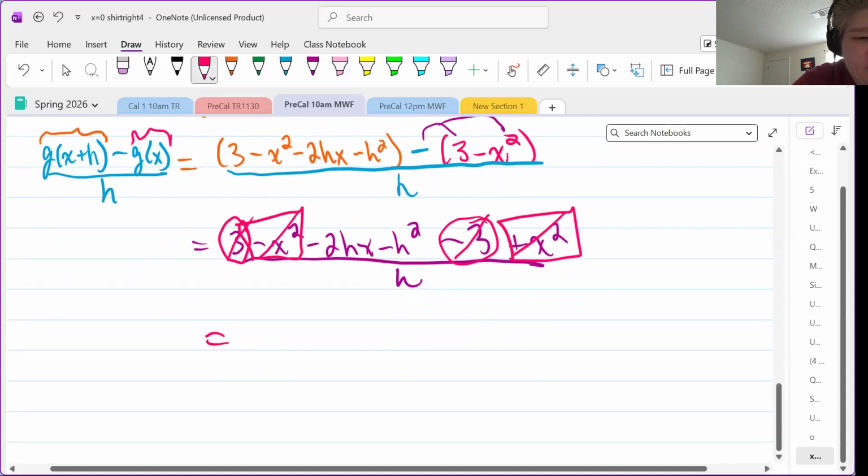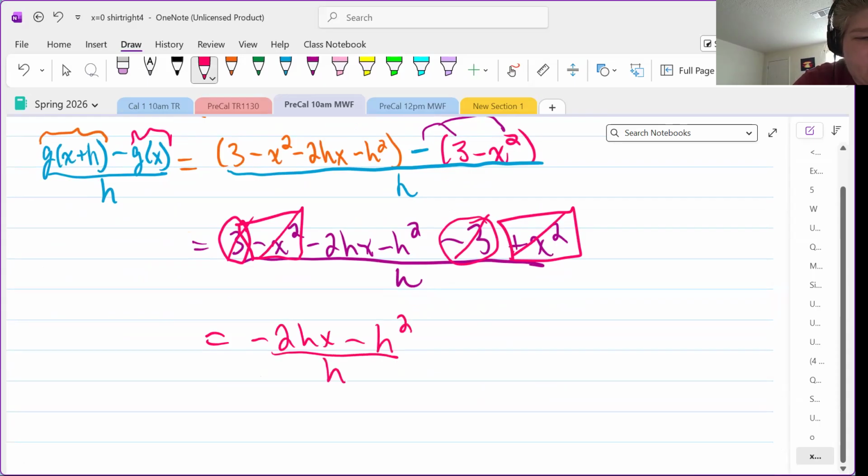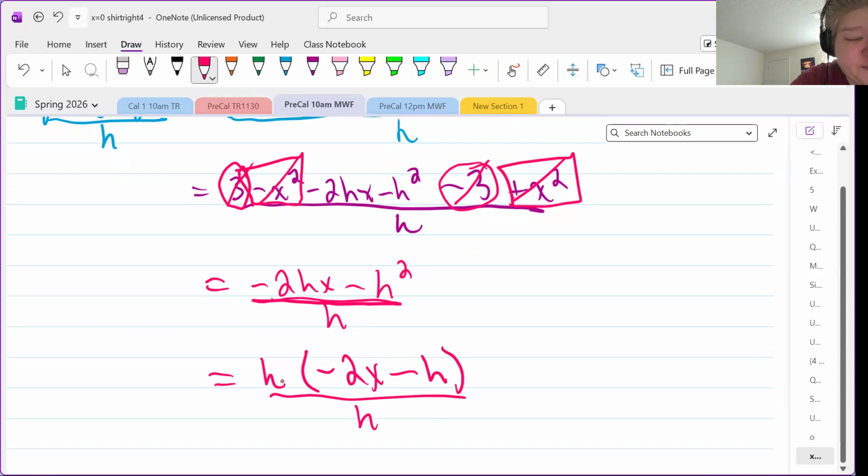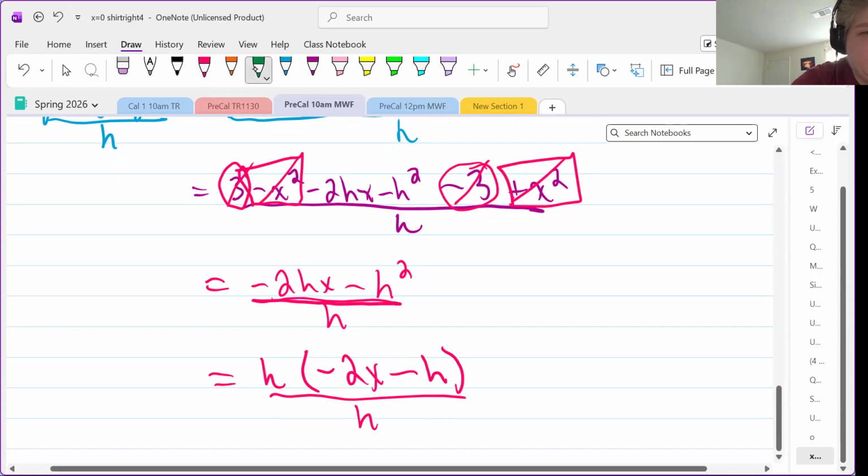So my result now is negative 2hx minus h squared, all divided by h. Now, since everything is being divided by h, I can factor that h out. Since everything on the top has an h to donate, that leaves me with leftovers of negative 2x minus h. And then those h's cancel. And our final result is negative 2x minus h.